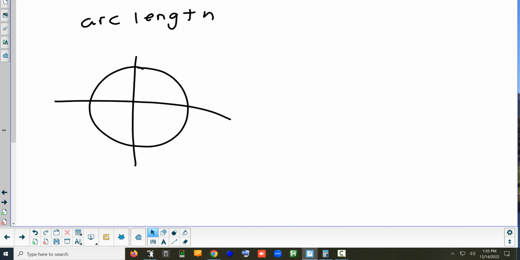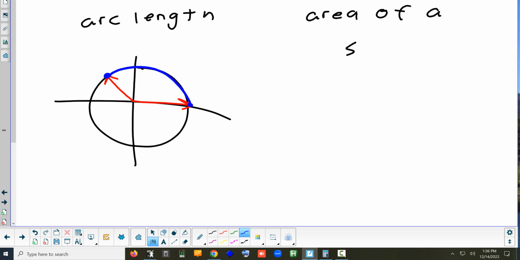So if you have a circle, you draw an angle inside the circle, like that. And you want to measure the length from where the initial side hits the circle to where the terminal side hits the circle. That's called arc length. It's basically part of the circumference of a circle. It would be the whole circumference if you went around 360 degrees. But usually it's just a part of it. So that's arc length.